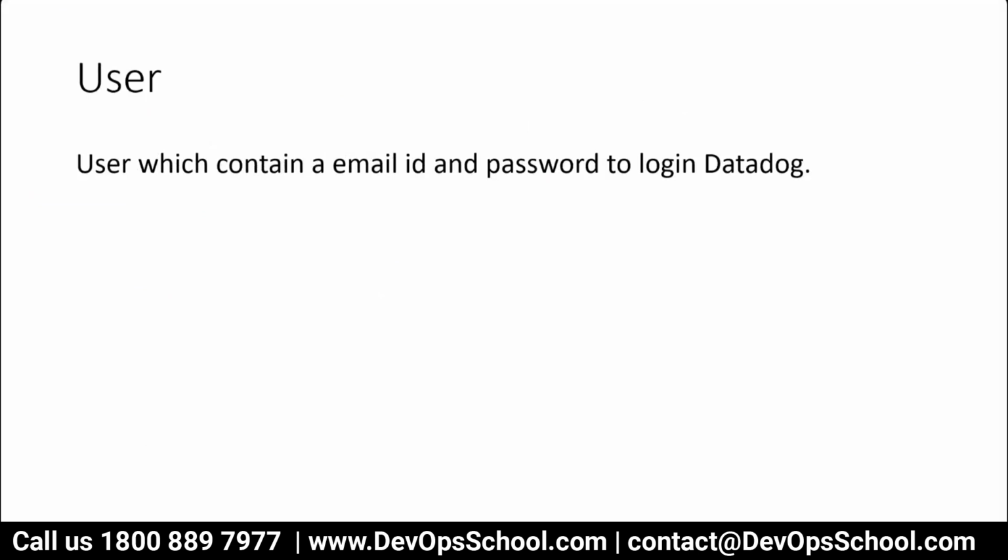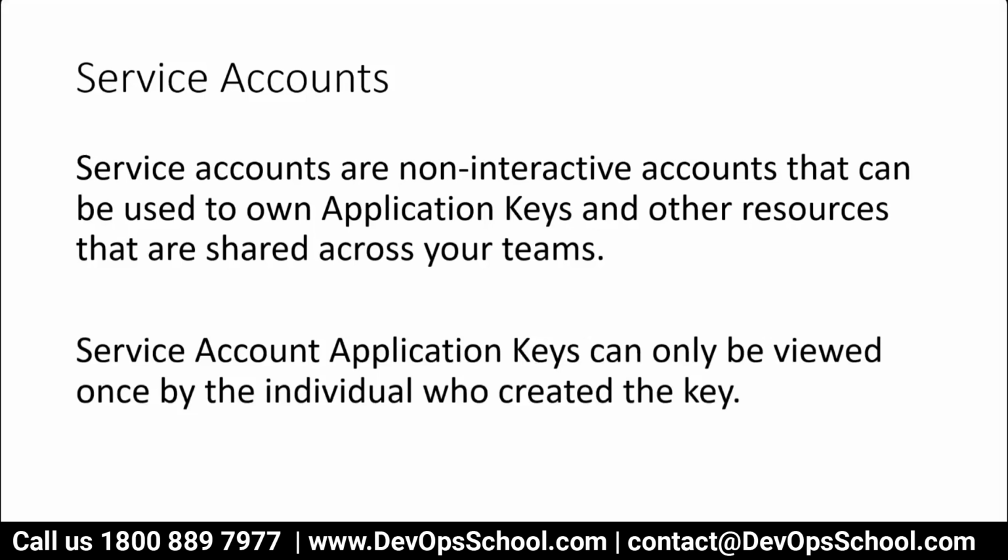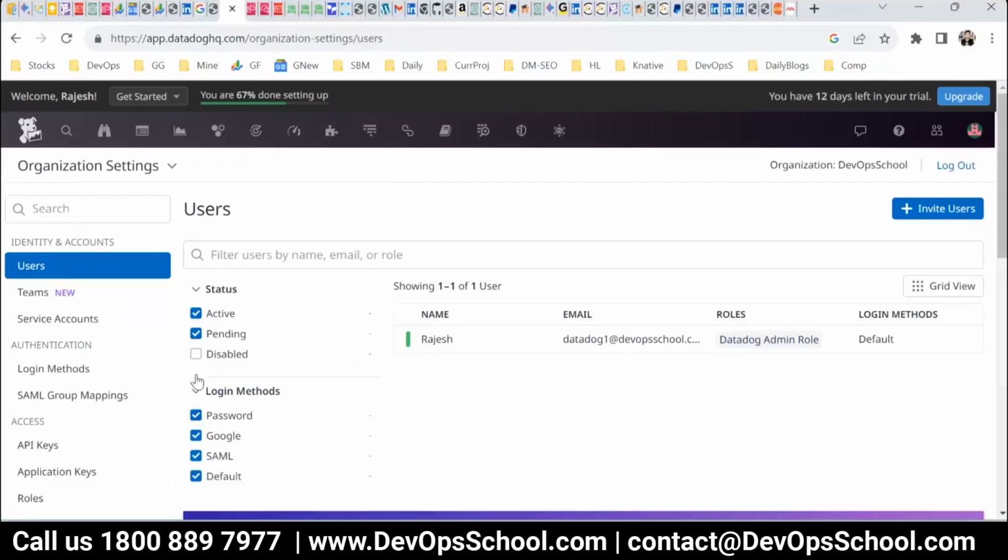User, yeah, which you understand that you can create more users in your organization. A user contains the email ID and password to log in to Datadog. Service account: sometimes what happens, you do lots of API work, automation work. So you don't want user access, but you want a service account to be used for the applications to connect to the Datadog APIs and all. Service accounts are non-interactive accounts that can be used to own application keys and other resources that are shared across your team. So it can be viewed once by the individual who created the key.